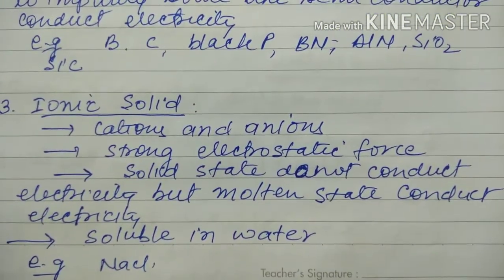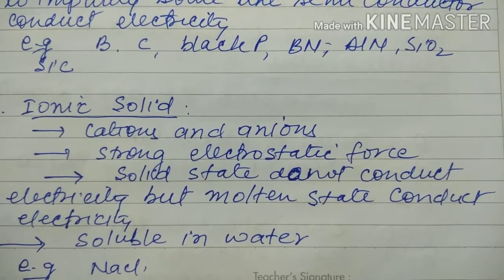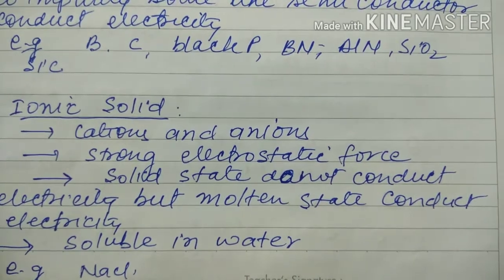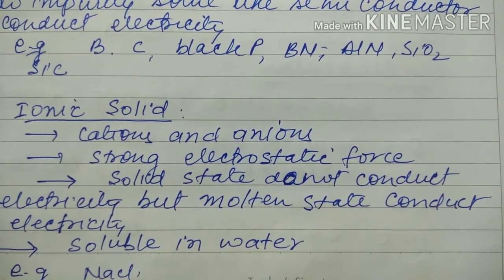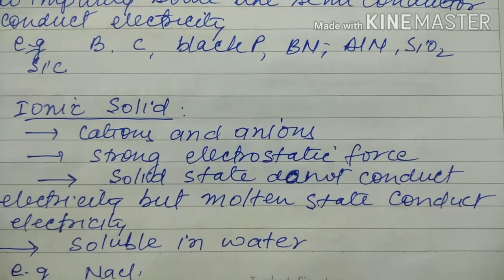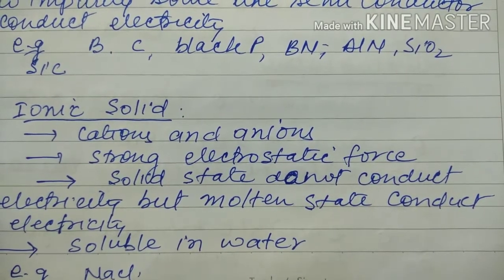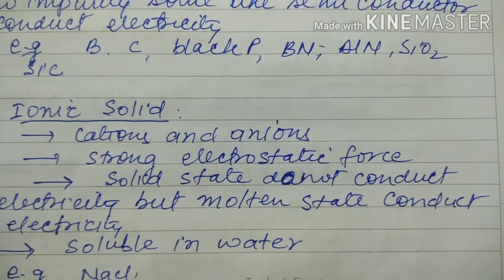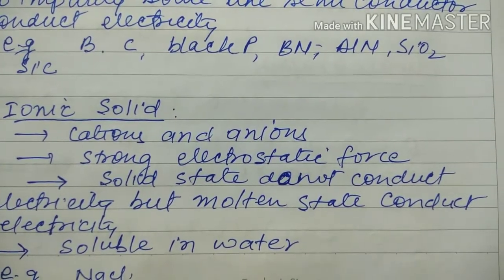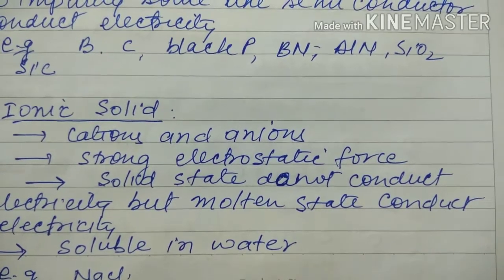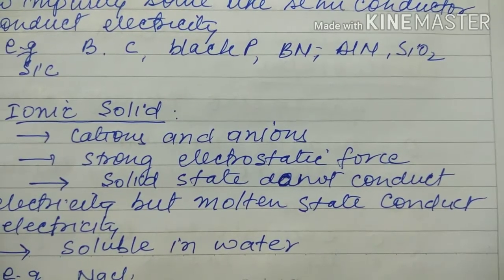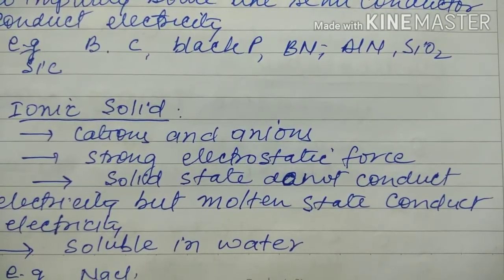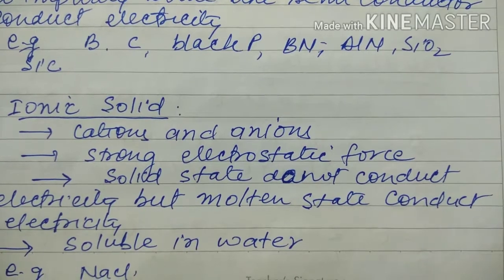Ionic solids are formed by cations and anions, and they have a strong electrostatic force. But remember that in the solid state they do not conduct electricity, while in the molten state they conduct electricity. Why do they not conduct in the solid state? Because they don't have free ions. But in the molten, dilute and liquid condition they have free ions, so they conduct heat and electricity. They are ionic in nature, so they dissolve in water, like sodium chloride.